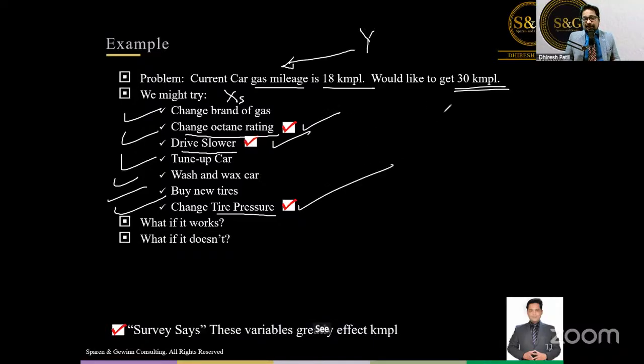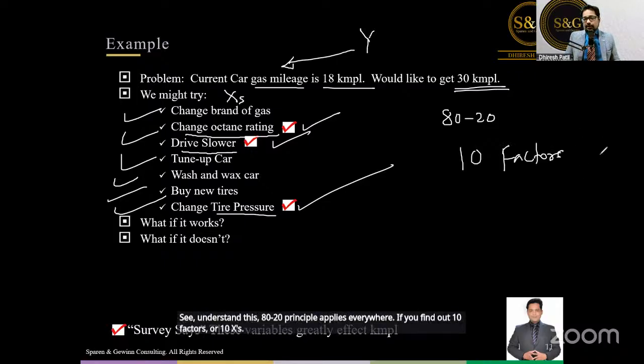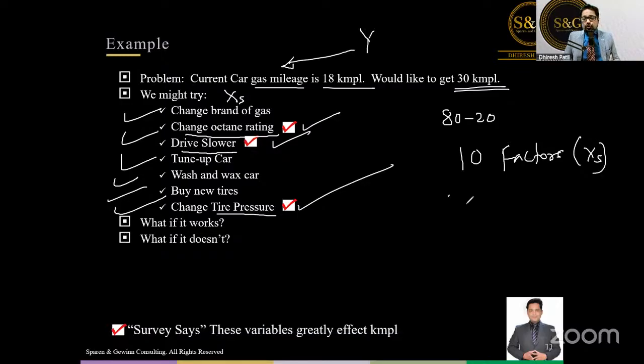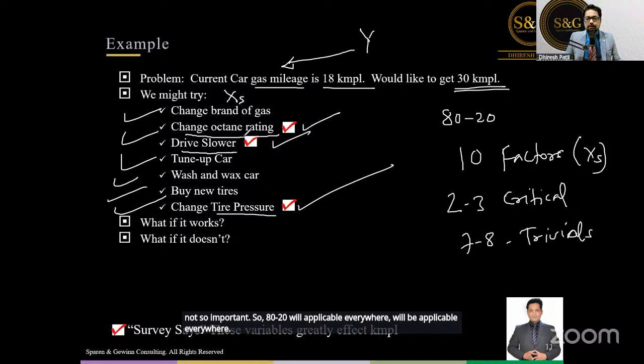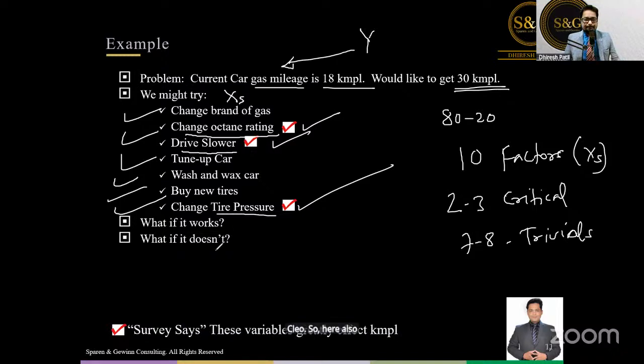Understand this: the 80-20 principle applies everywhere. If you find 10 factors or 10 X's, only 2 or 3 factors will be critical, and the remaining 7 or 8 factors will be trivial. Trivial meaning not so important. So 80-20 will be applicable everywhere. Clear? So here also they have identified these three.